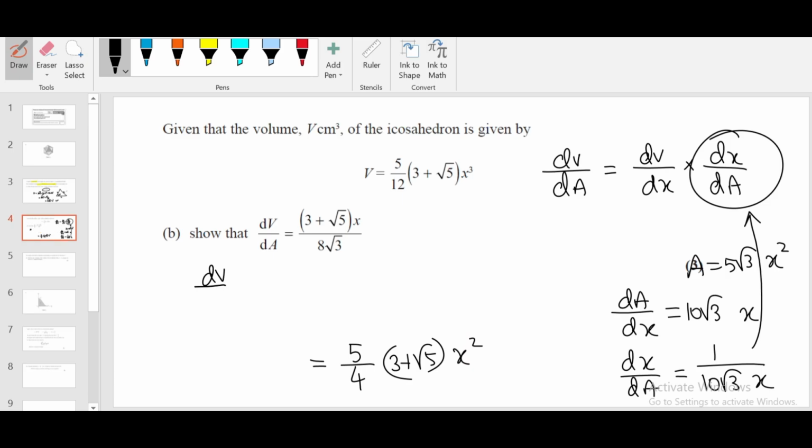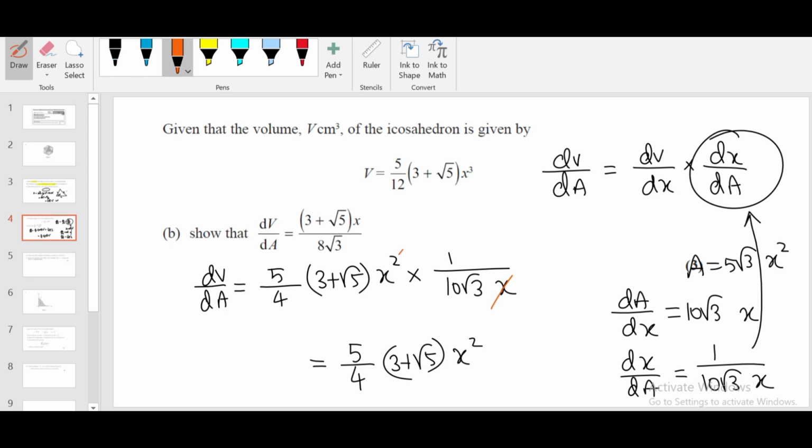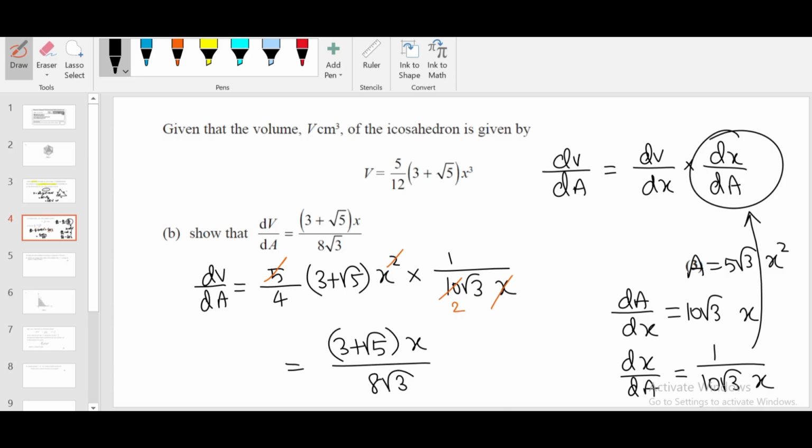So dV by dA is equal to dV by dx, which is 5 over 4 times (3 plus root 5) x squared, times dx by dA, 1 over 10 root 3 x. It's multiplication, so you can cancel x and x. The 5 on this becomes 2 when you combine. You'll get the answer already. The numerator would be (3 plus root 5) times x, and the denominator would be 8 root 3. That's all. Now let's move on to part 3 of the question.